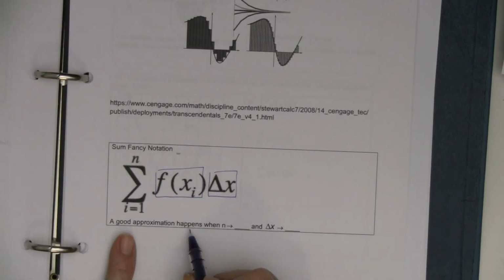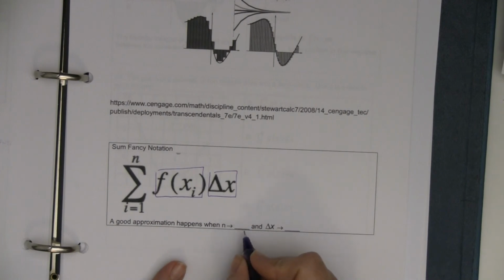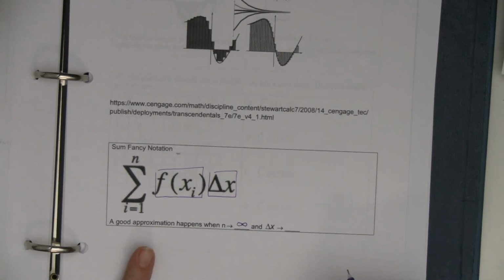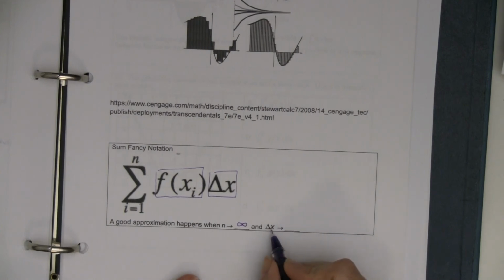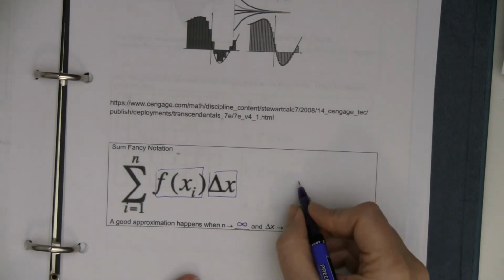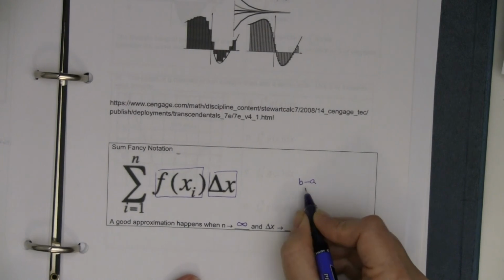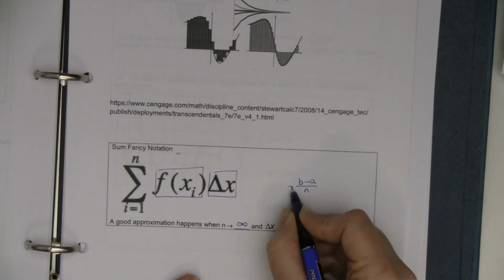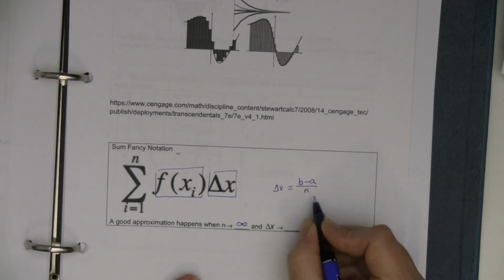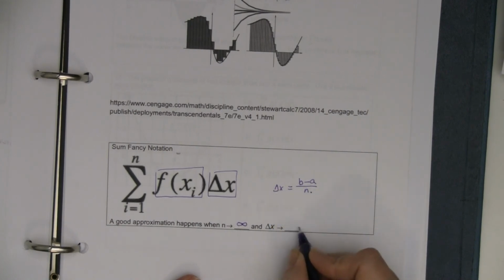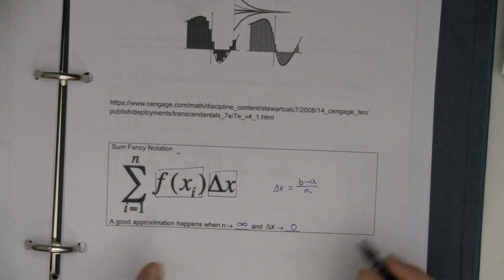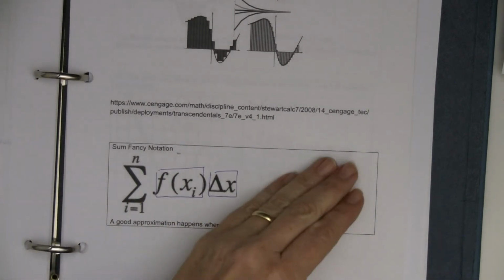A good approximation happens when n goes to infinity. So the number of rectangles goes to infinity. And when the number of rectangles goes to infinity, think about the formula. B minus A divided by n is what delta x is. And so if n is going to infinity, what's delta x going to? It's getting close to 0. So the width of your rectangle is getting close to 0.